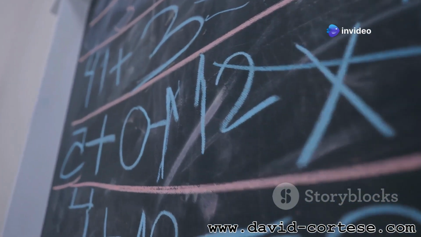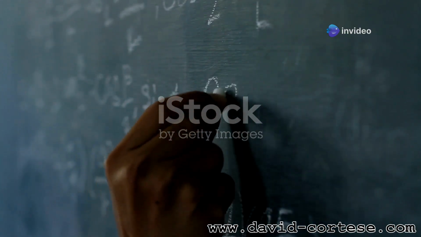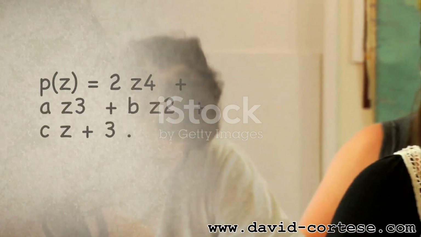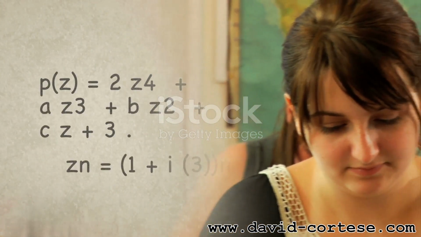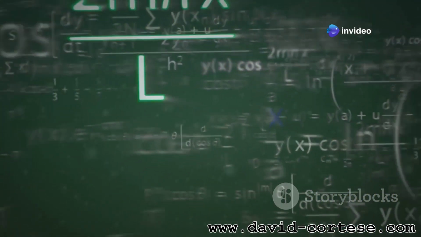Let's break down the parts of a first-degree equation. The variable is the unknown number represented by a letter like x. The coefficient is the number multiplied by the variable. For example, in 3x, 3 is the coefficient. The constant is a number that stands alone without any variable attached.